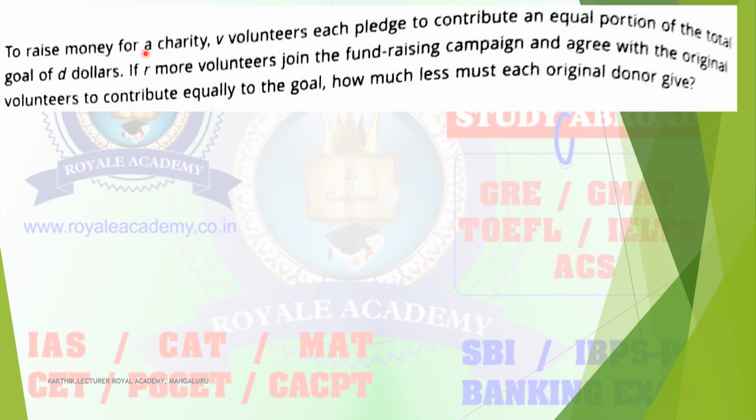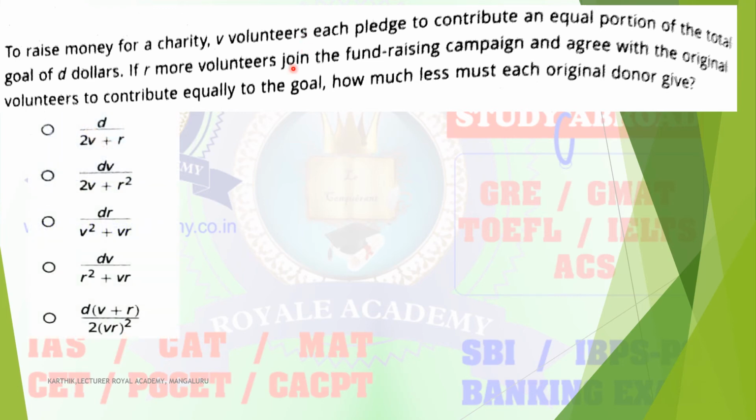To raise money for a charity, V volunteers each pledge to contribute an equal portion of the total goal of D dollars. All of these are unknown here. So V volunteers is unknown and D dollars is also unknown. If R more volunteers join the fundraising campaign and agree with the original volunteers to contribute equally to the goal, how much less must each original donor give?